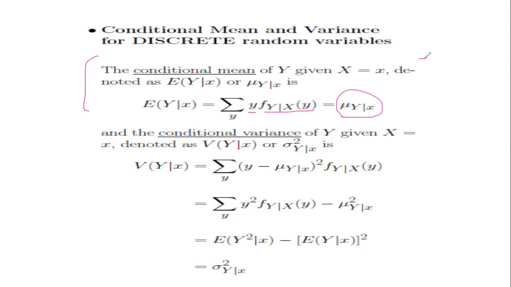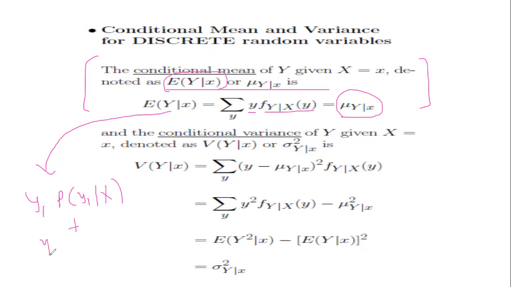The conditional mean of y given x, denoted like this, should be what? In this case, y given x: all possible values of y multiplied by the conditional probability. It's something like this: y1 into the conditional probability of y1 given x, plus y2 into the conditional probability of y2 given x, because the condition has to remain the same if I am finding the expected value. There is no use of the marginal here. So all possible values of y you sum up across, and that becomes your conditional mean.